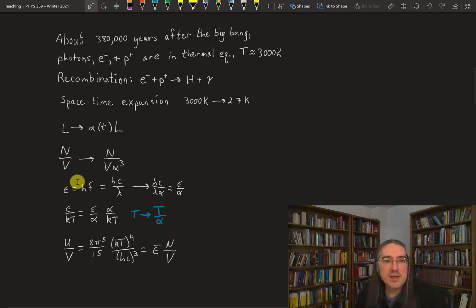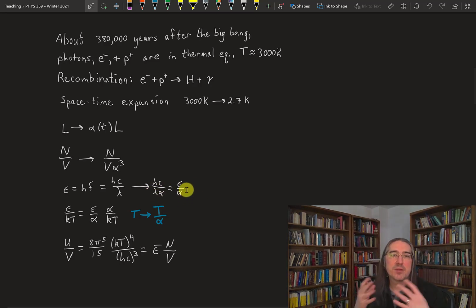And we can write the energy as hf. We can also substitute for f, right? hc over lambda. The wavelength of the photons also stretches as the universe expands. Okay, so if I look at a single photon, its energy is going to drop by that scale factor.